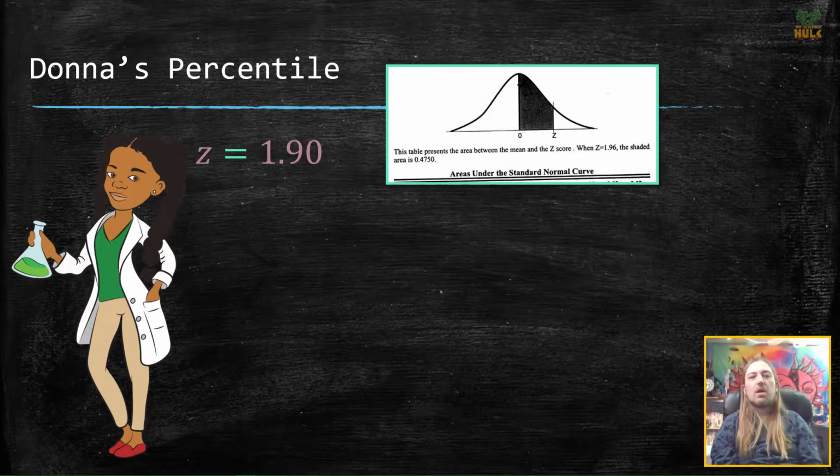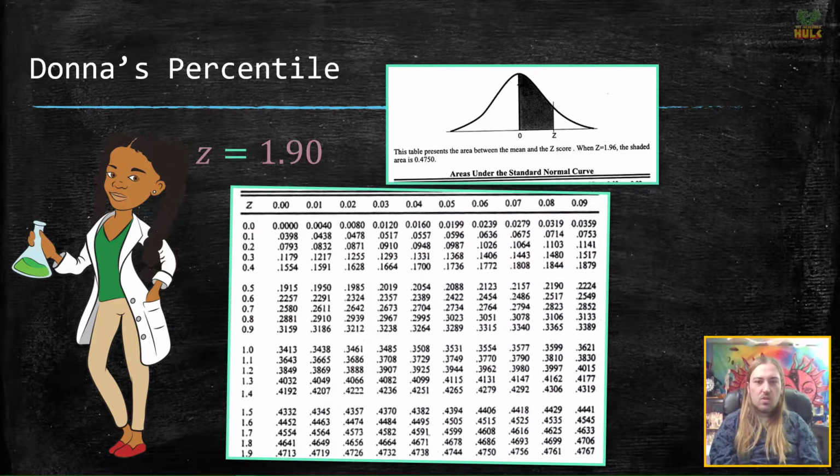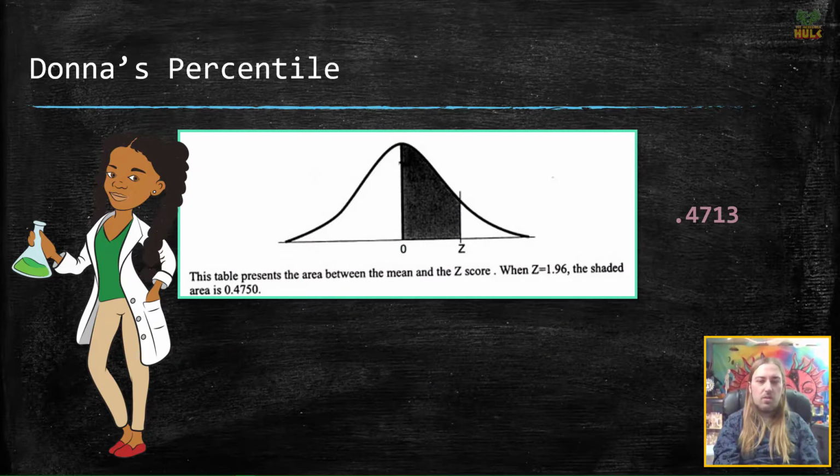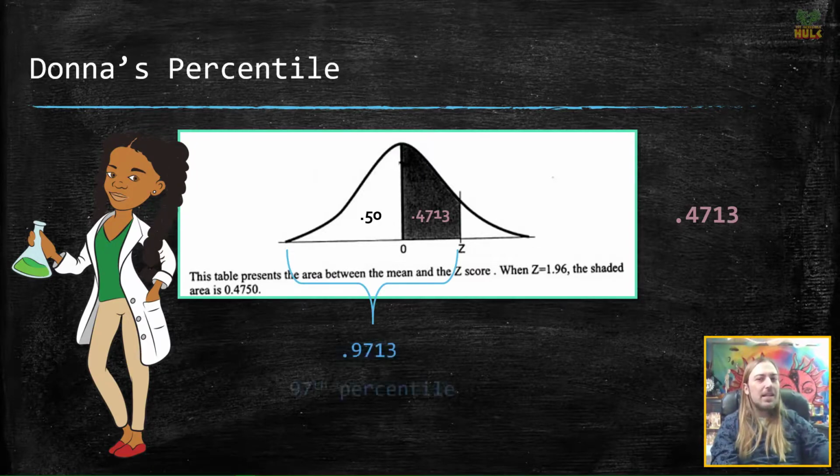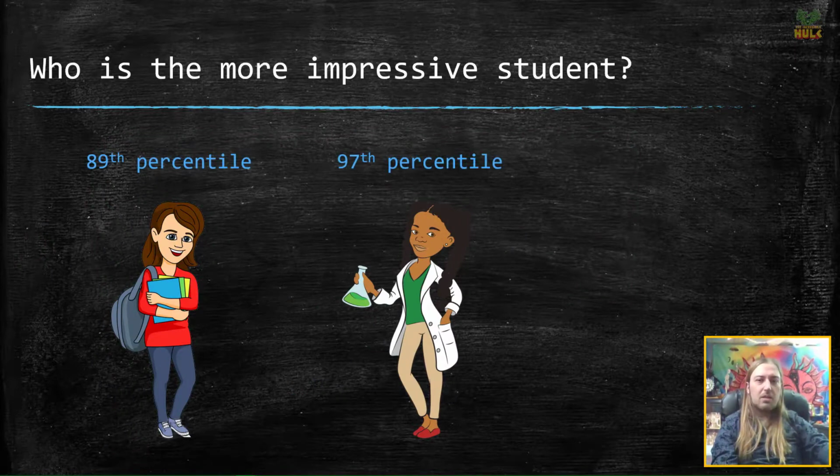So Donna, remember, got a 1.9 z-score. So we're going to look at the table again. Now hers is all the way down there at the bottom. 1.9. There's nothing in that last decimal place, just a 0. So we line up in that first column. We see the connection is 0.47, right? 0.4713 to be specific. So let's look at this a little bit closer. We put the 0.47 here, add the 50% that's on the other side of the table, and Donna actually is in the 97th percentile.